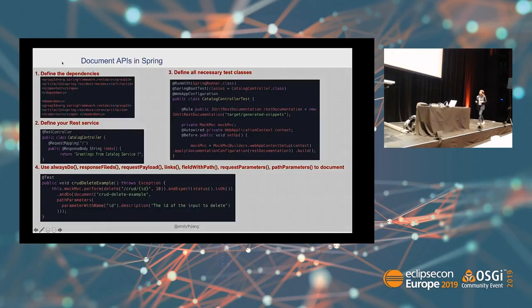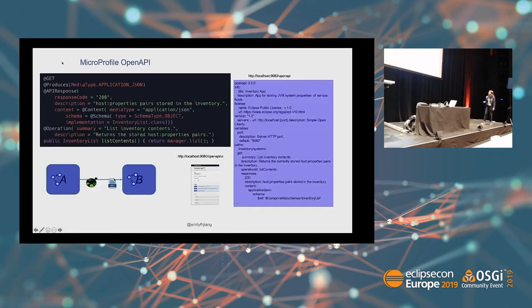In Spring, it uses a test-first approach. Basically, you add this dependency, and then you define your REST service, and you do all your tests. In the tests you add some calls into some APIs, and when you run the tests, you can generate really pretty docs. In MicroProfile, we use the Swagger API.